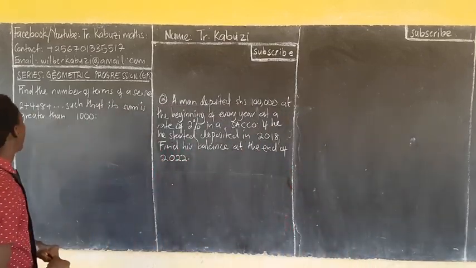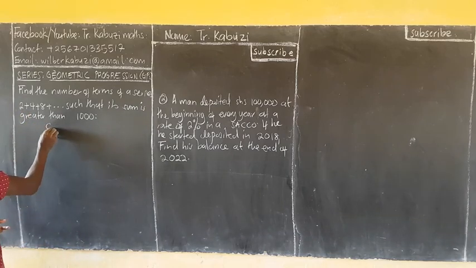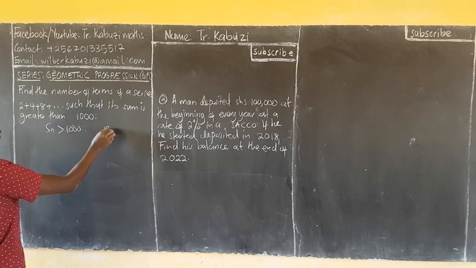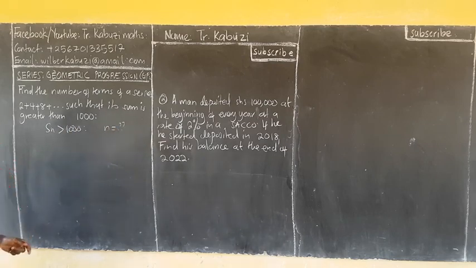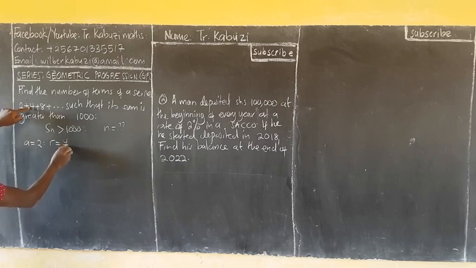Now, the series they are giving us is this. So they want the number of terms so that its sum is greater than 1000. So they want n. They're asking us to get n. In order to get the sum, we first need to know the ratio, the formula we are going to use. So from here our first term is 2, and our common ratio is 4 over 2, which is also 2.